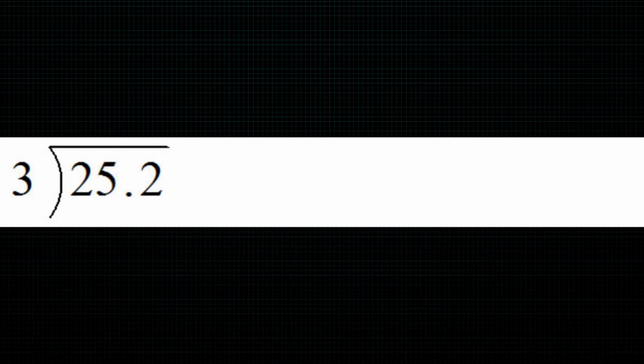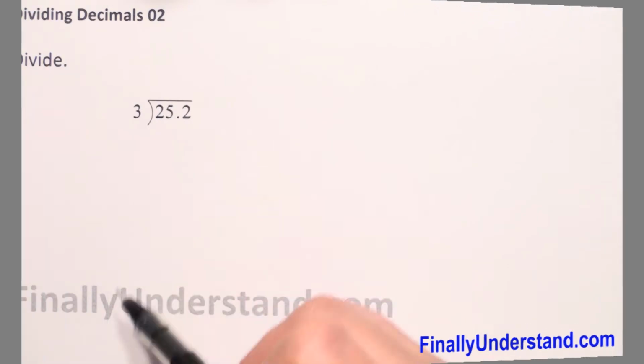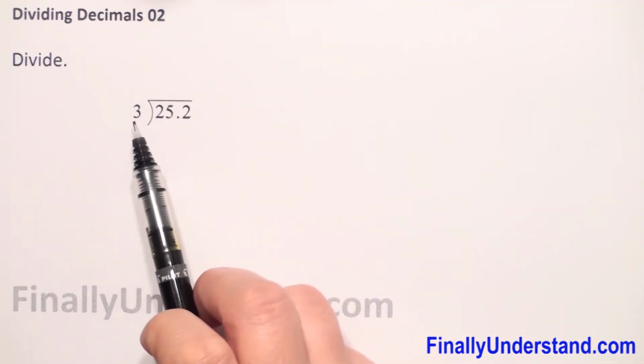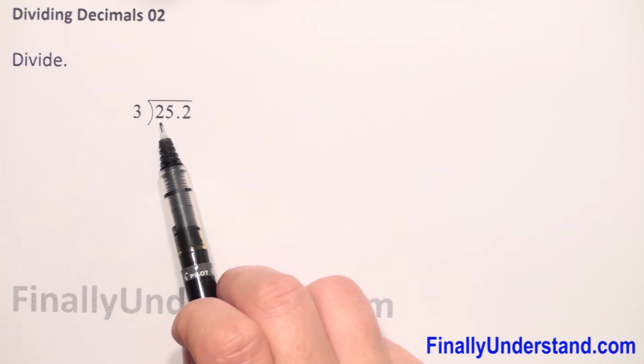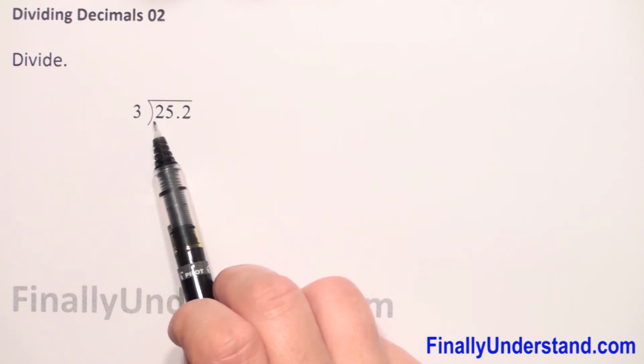We have been given the number 25.2, and we have to divide it by 3 using long division. Always, the number by which we have to divide must be a whole number. So 3 is a whole number, so everything is okay. What next? We have to check how many times we can put 3 into 2.